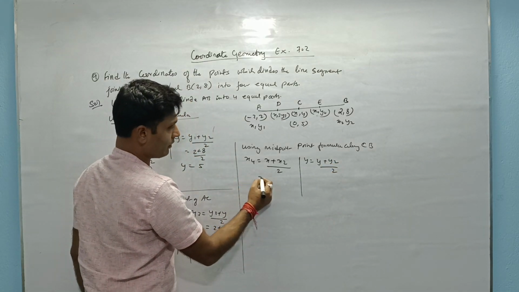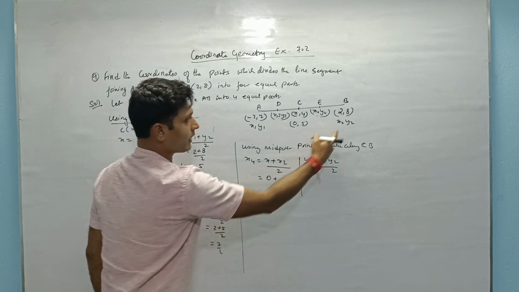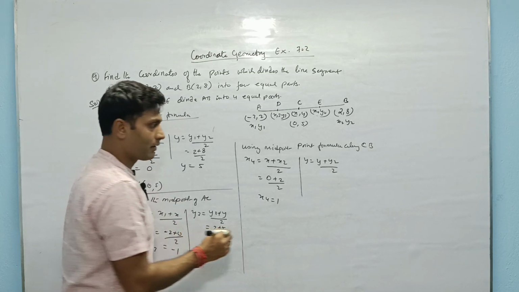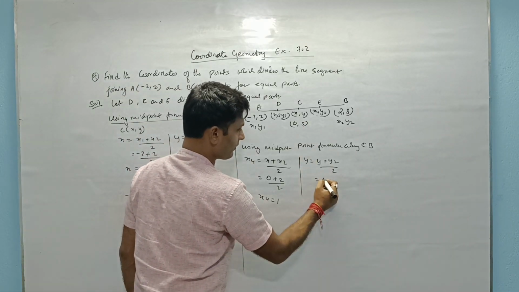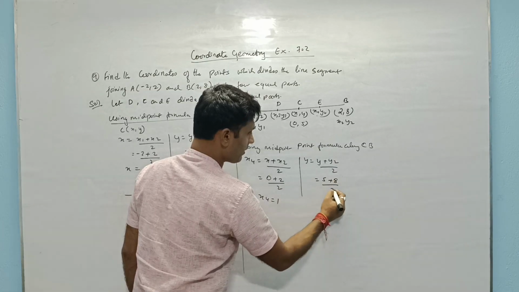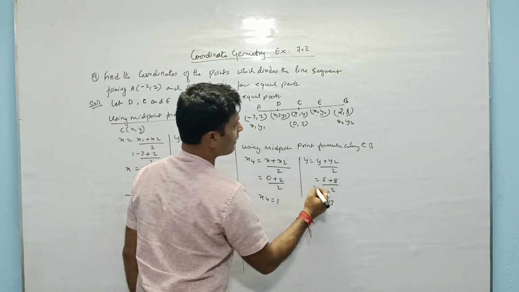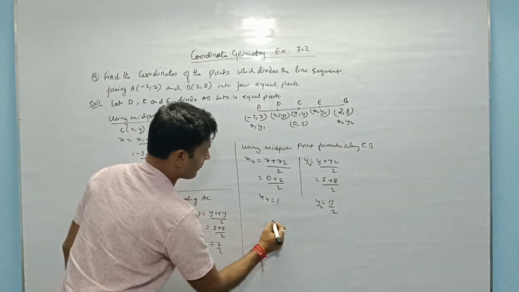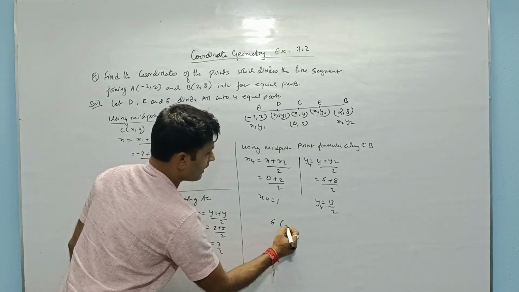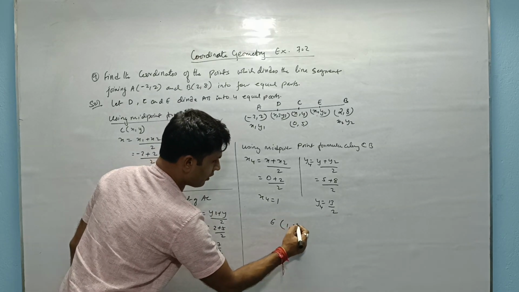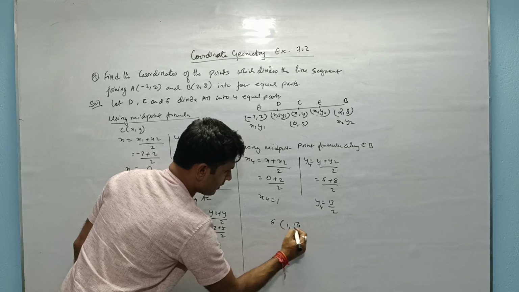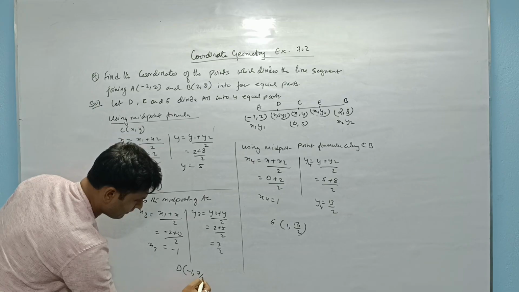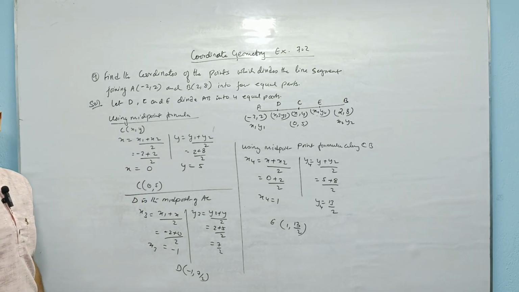So what is x4? We don't know. What is x? 0. What is x2? 2, divided by 2. Here what is y? 5. What is y2? 8, by 2. So y should be y4. y4 is 13 by 2. So E will be 1 comma 13 by 2. And here I forgot to write, I should write D is minus 1 comma 7 by 2. Fine.